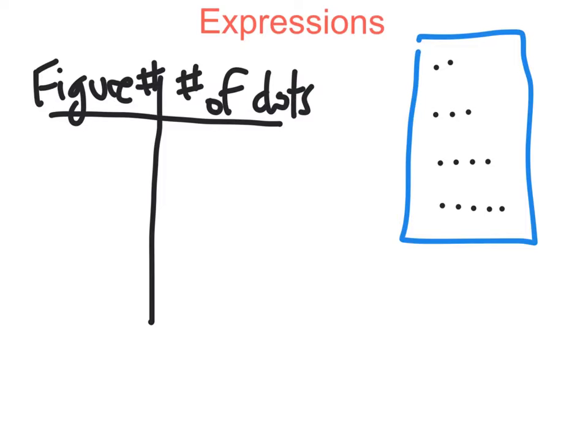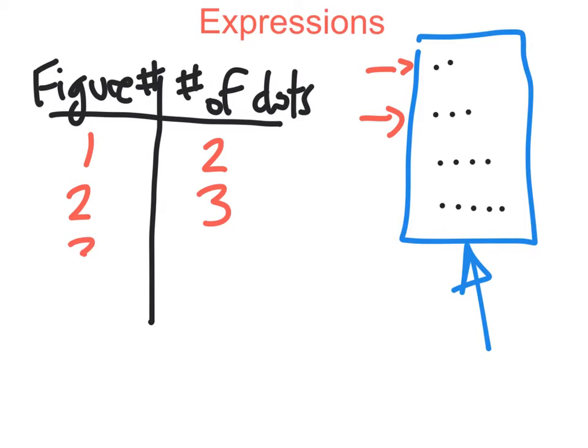So here we have a pattern of dots. Now if you notice, the first figure right here has how many dots? 2. And the second figure right here has 3. And the third figure has 4 dots. And the fourth figure has 5 dots.